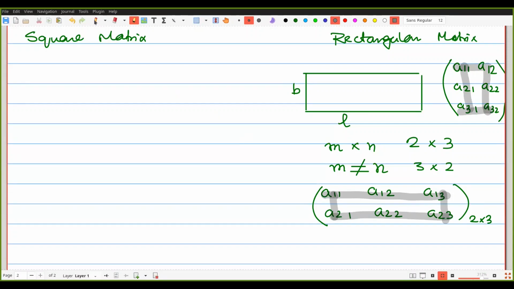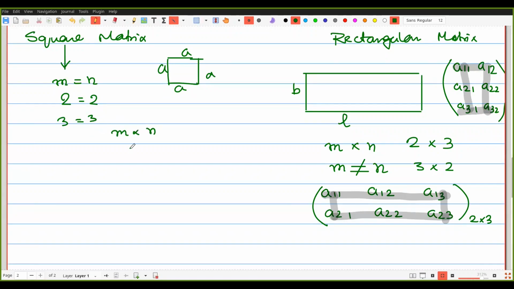But what is the case of square matrix? Square matrix is where m is equal to n. That means when we draw a square, all the lengths are equal. That means breadth is equal to length. So here m is equal to n. That means 2 is equal to 2 or 3 is equal to 3. Like that. That means the order can be written as n cross n. 2 cross 2, 3 cross 3, 4 cross 4, like that.